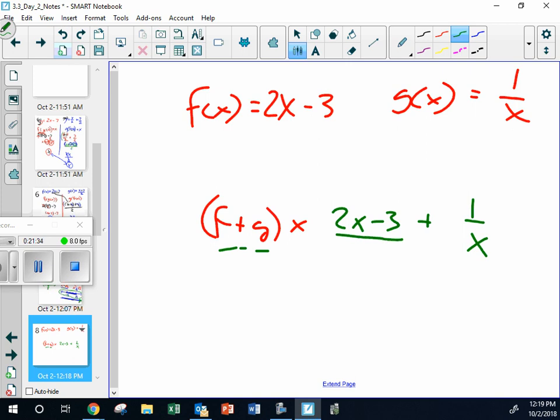Put this over what? 1 to start with. Then, yes, we do want it to be over x. So that happens by multiplying this side by x and multiplying the top by x.